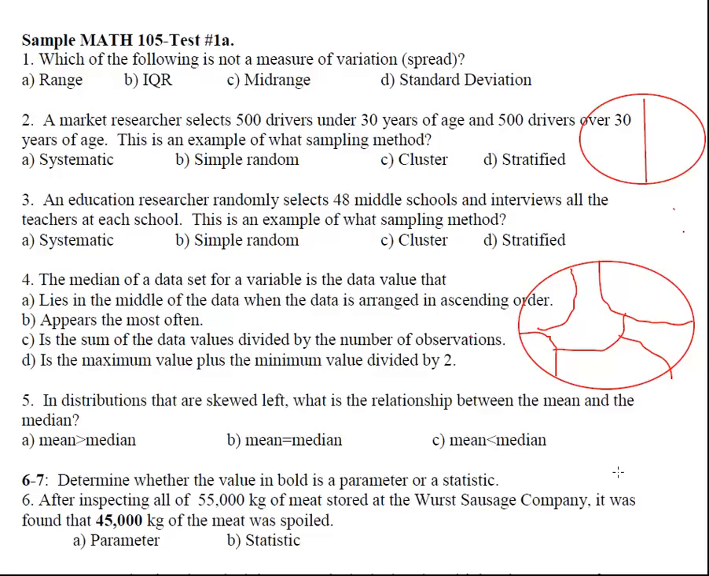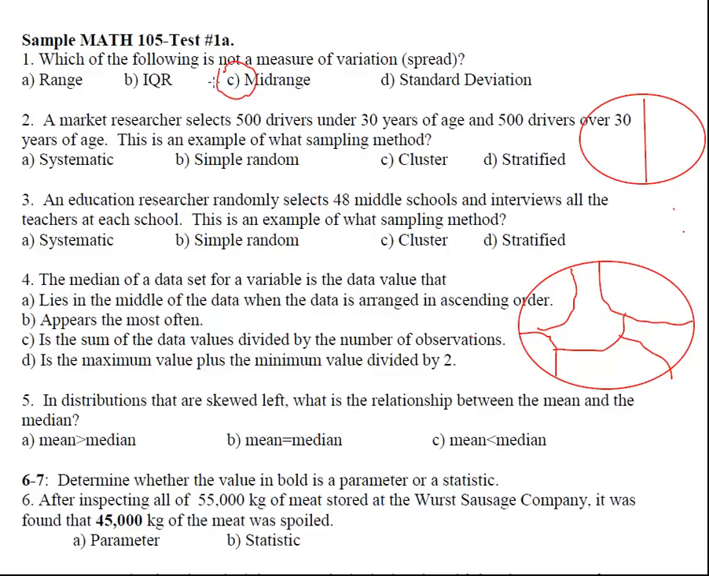The three measures of variation that we discussed are the range, that's the max minus the min. The IQR, that measures the range of the middle 50%. We take Q3 minus Q1. And the standard deviation. And the one that's not a measure of variation then is C, the mid-range. The mid-range is the max plus the min divided by 2.